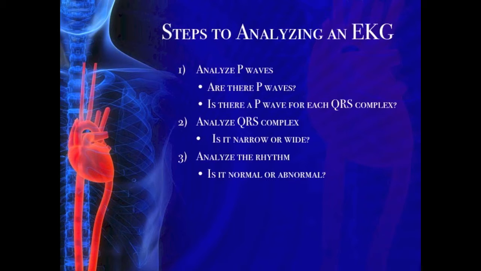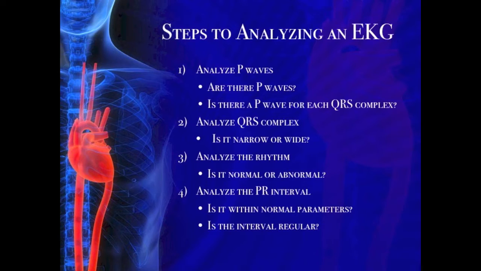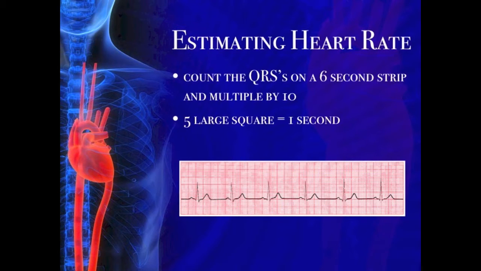Step number 3 is to analyze the rhythm. Is the rhythm normal or is it abnormal? Step number 4 is to analyze the PR interval. Is the interval within normal parameters? The normal duration of this interval is 0.12 to 0.20 seconds. Is this interval regular?